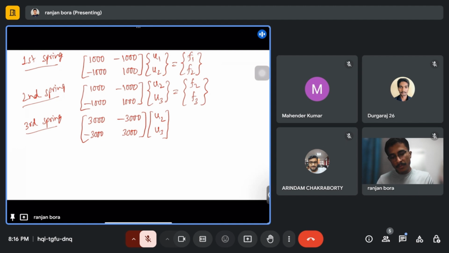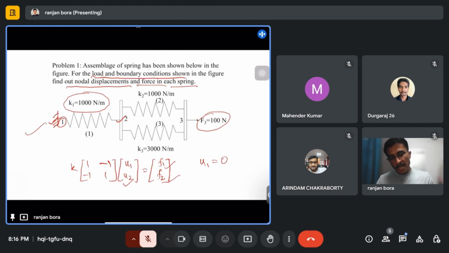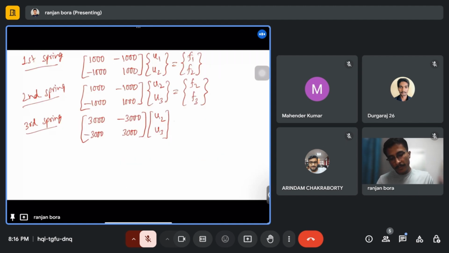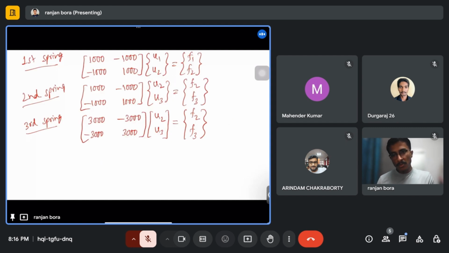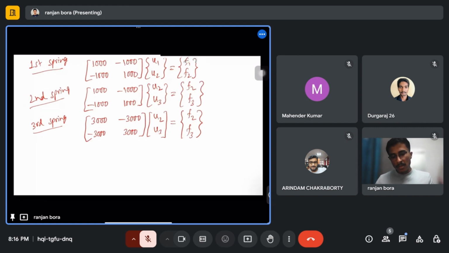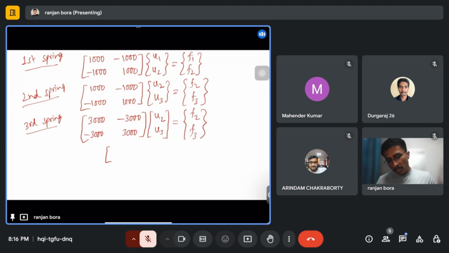Node numbers are same, 2 and 3. That's why I have written here u2 and u3, and force will be f2 and f3. Now what was the next step? Next step was we need to find a global equation, means global stiffness matrix. That means we need to find out these equations.